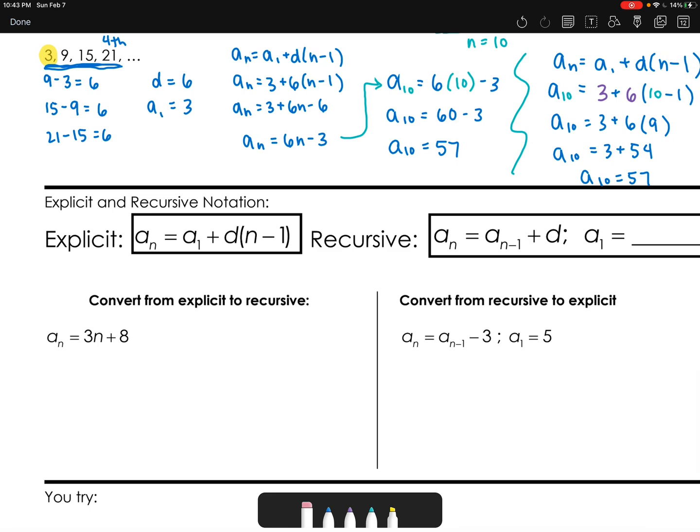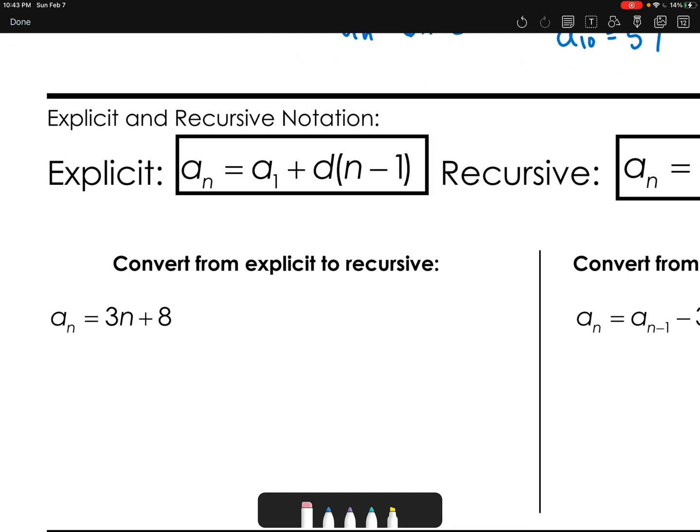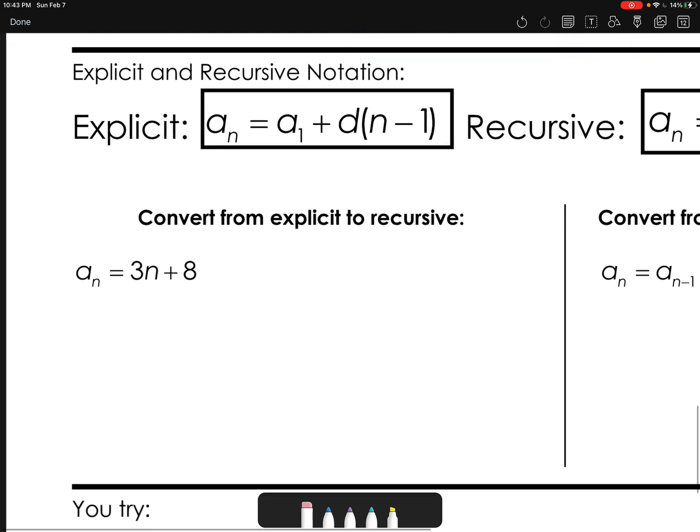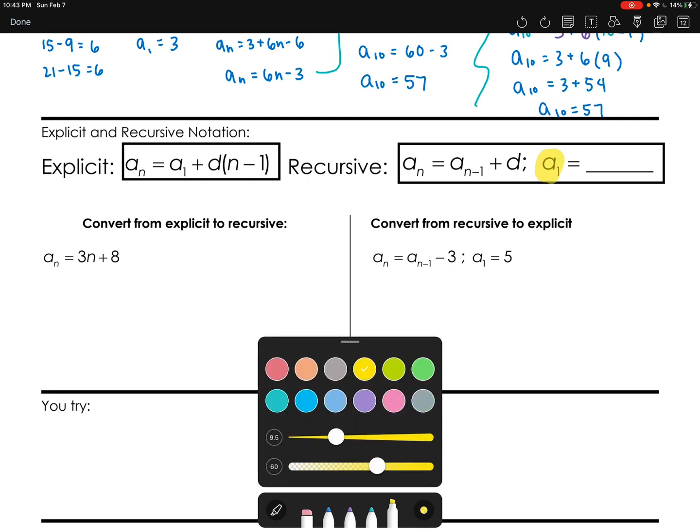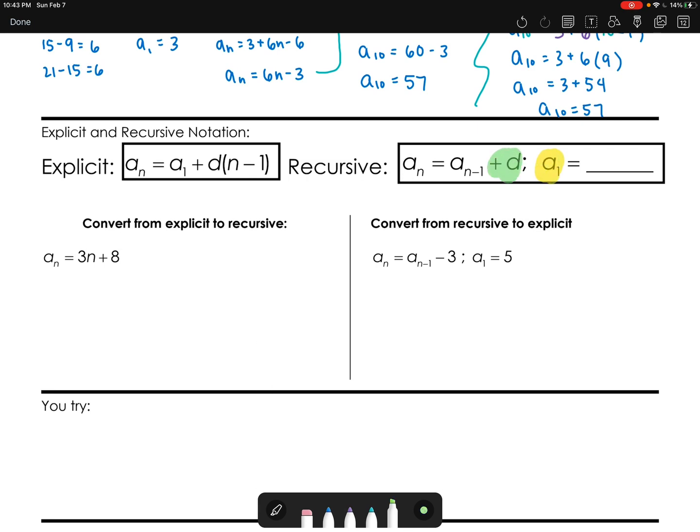So for example, this problem here gives you a problem in explicit form, and it wants you to write it in recursive form. And so the things that you need for recursive form are d and your a sub 1. Here, we'll use different colors. I used yellow for a sub 1 above, so we'll do that, and then d is green. Okay, everything else stays the same.